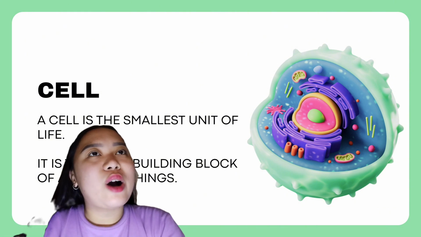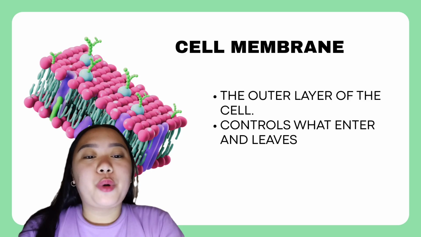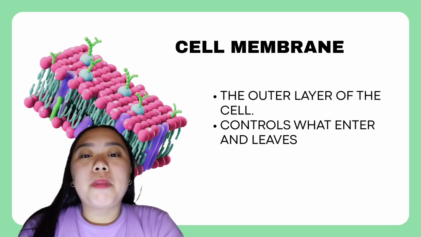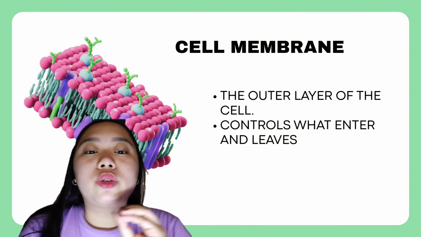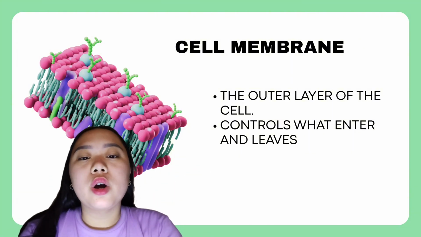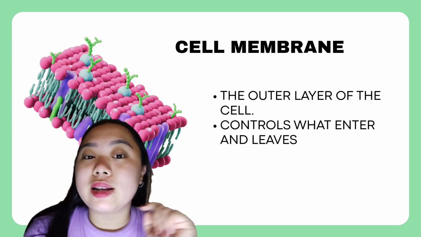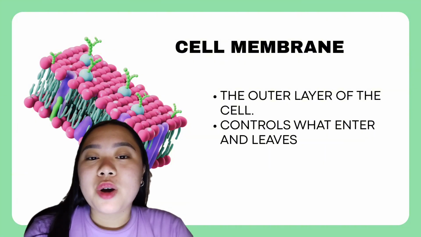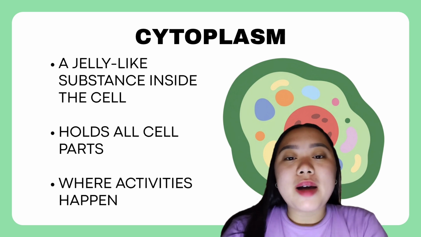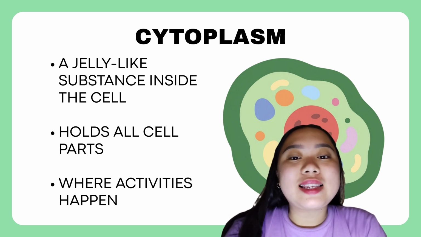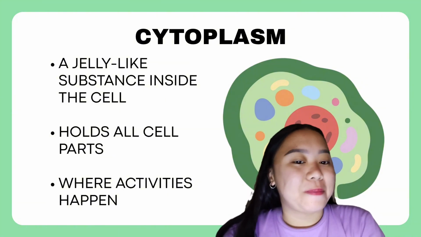Do you have any idea what the cell membrane is? Okay, so the cell membrane is the outer layer of the cell, and it acts like a gate that controls what goes in and out. Before we proceed to the cytoplasm, do you have any idea what the cytoplasm is? Okay, very good. It holds the parts. The cytoplasm is the jelly-like substance inside the cell. It holds the parts and is where many processes happen.